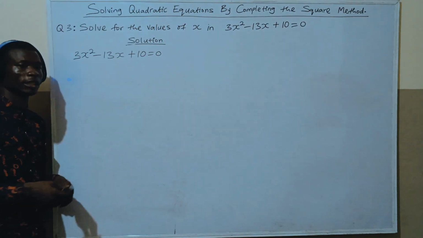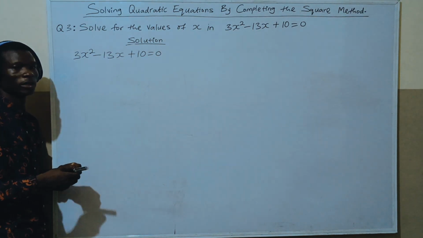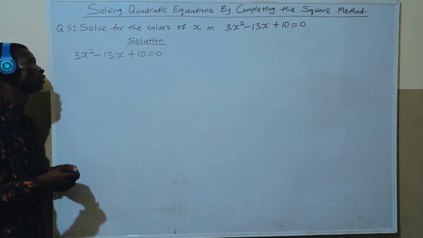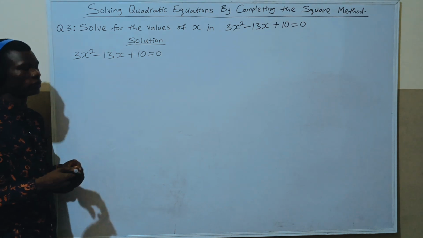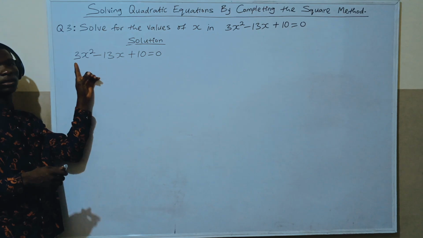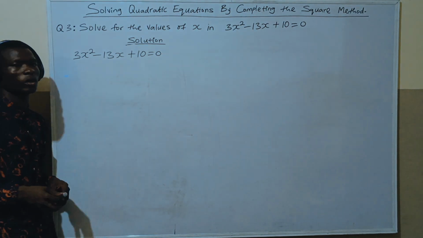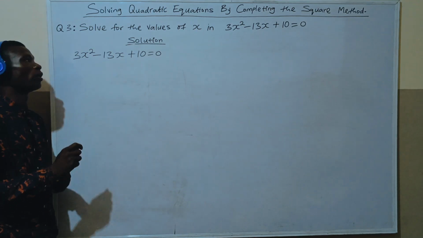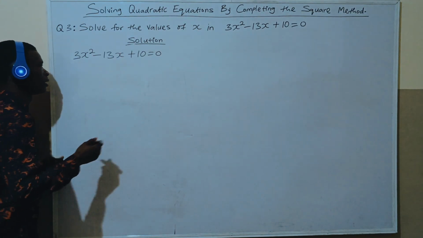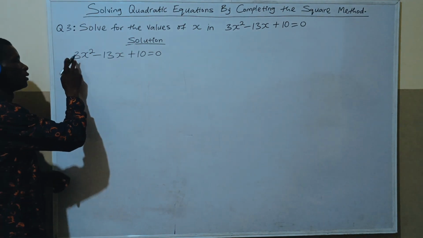So we'll do a quick check. What is our quick check? To look for the coefficient of x squared. That's the leading coefficient. So what is the leading coefficient here, which is the coefficient of x squared? Here the coefficient of x squared is equal to 3. Now, since this is not equal to 1, we have to find a way to make the coefficient of x squared equal to 1. So let's make the coefficient of x squared equal to 1. This is by dividing through by what? The coefficient of x squared, which is 3.